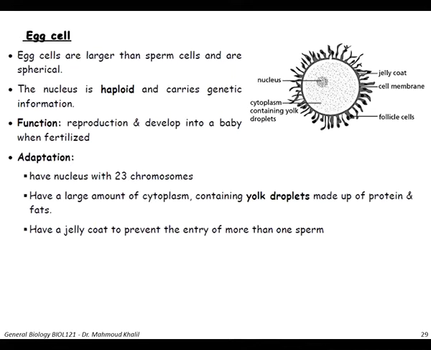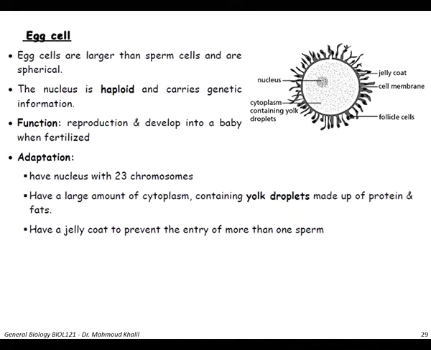So what about its adaptation? It has a nucleus with 23 chromosomes, because you know that the total number of chromosomes we have in each cell is 46 chromosomes. And that's why the egg cell is haploid, having half the number of chromosomes. While if it has 46 chromosomes, it's called diploid.